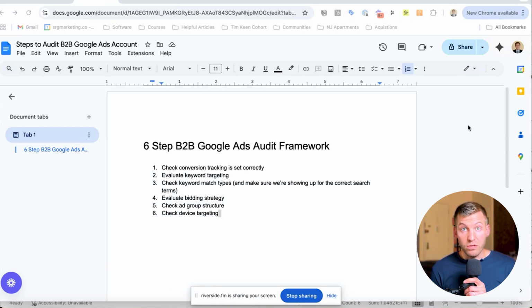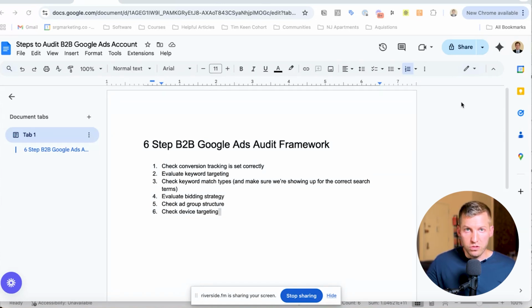The second thing is we're going to evaluate the keyword targeting. We're going to make sure that the keywords we are bidding on are high intent, are very specific to what our services offer, and we feel confident that if we bid on them, we're going to get qualified conversions. Third, we're going to check our keyword match types and really make sure that we are showing up for the right search terms in our search term report. Fourth, we're going to evaluate our bidding strategy to make sure the bidding strategy is set up correctly to optimize for quality. Fifth, we're going to check the ad group structure. And then sixth, we're going to check our device targeting. So let's jump into the account.